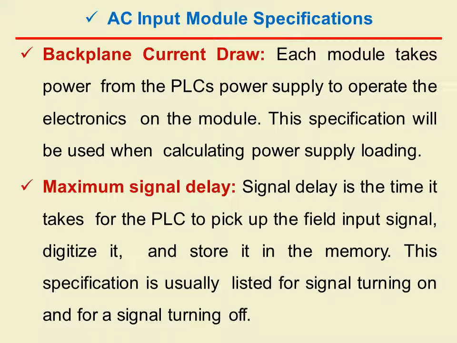Backplane current draw. Each module takes power from the PLC's power supply to operate the electronics on the module. This specification will be used when calculating power supply loading. Then the next term is maximum signal delay. Signal delay is the time it takes for the PLC to pick up the field input signal, digitize it and store it in the memory. This specification is usually listed for signal turning on and for signal turning off.